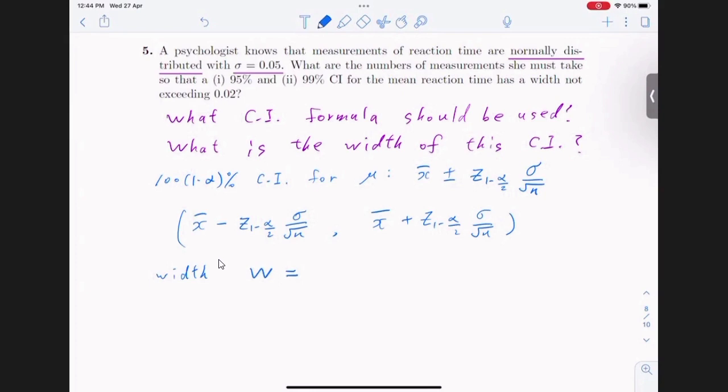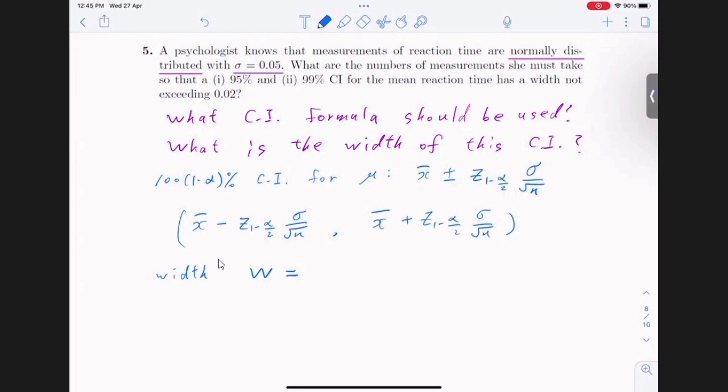Okay, I see some of you got it all right. So first of all, to answer this question, we need to first identify what confidence interval formula we should use. According to the information given in the question, the sample is drawn from a normal distribution, and the population standard deviation, sigma, is also given. So sigma is known, and this is the formula we can use.